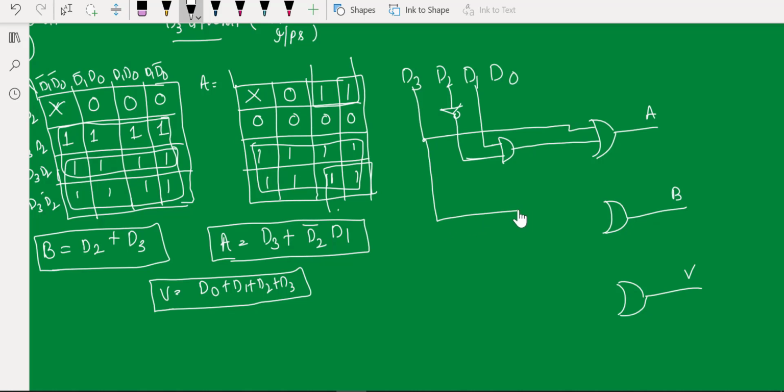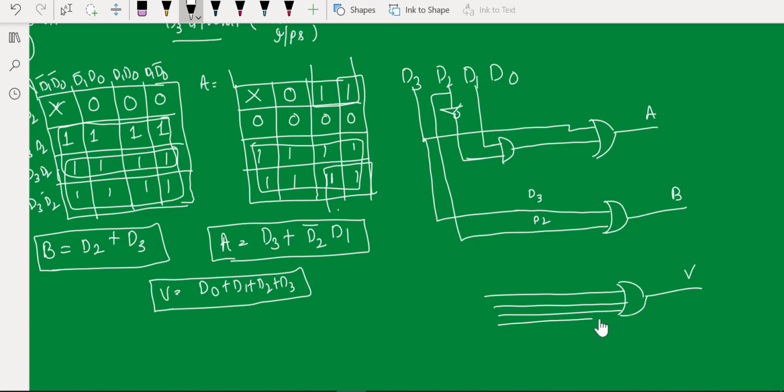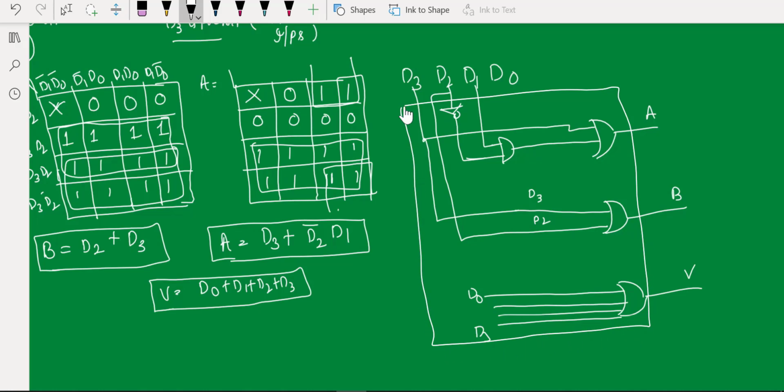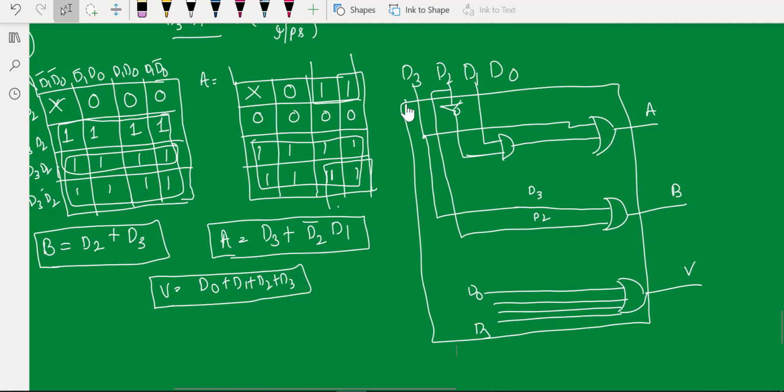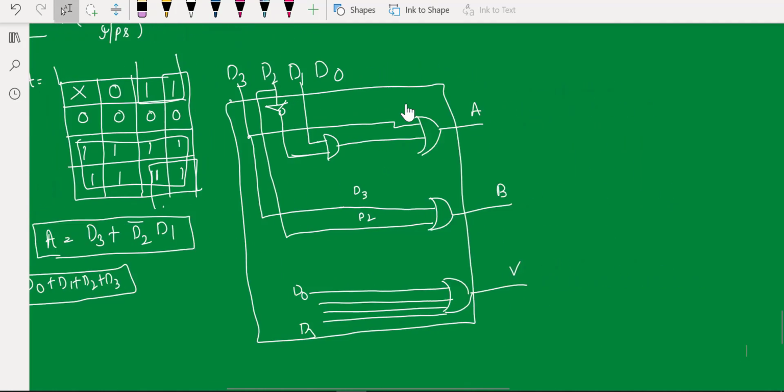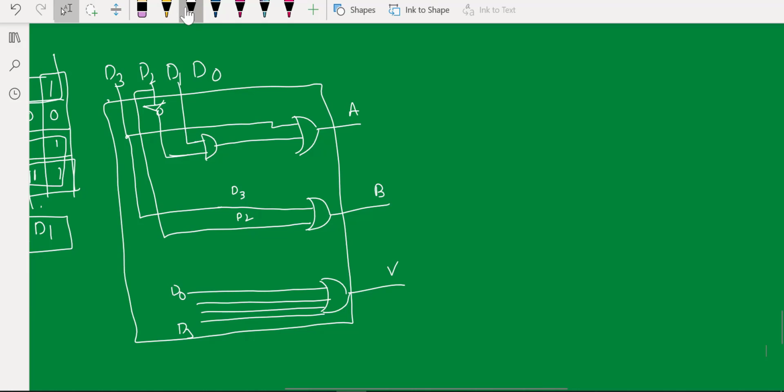So I'm going to take D2. So this is my D3 and D2, and I'm going to take all the inputs D0, D1, D2, D3 for valid. So this is my total circuit which will be in the box. This is your 4-bit priority encoder. Now I'm going to show you how this encoder is going to give the priority, how it's going to work.